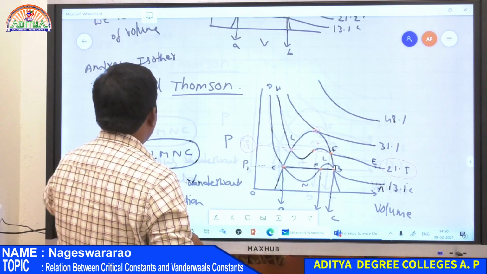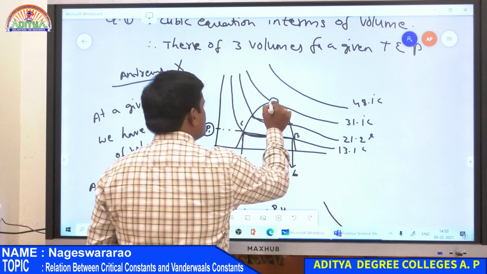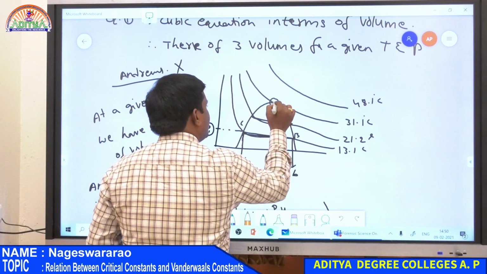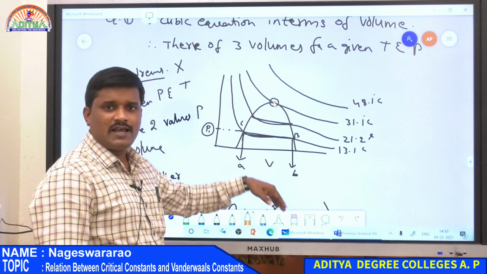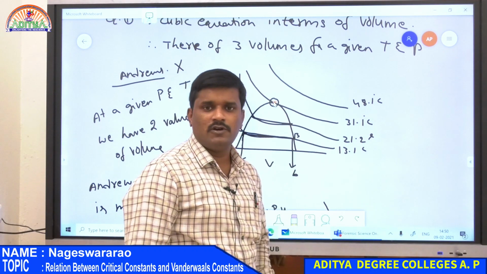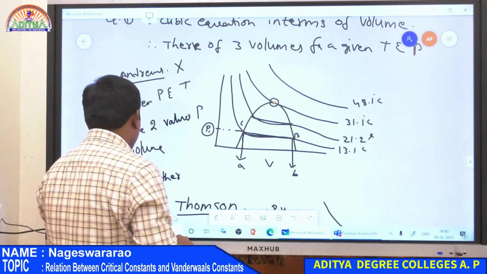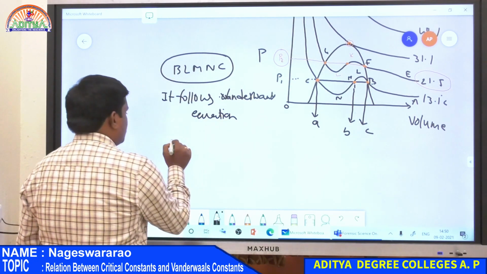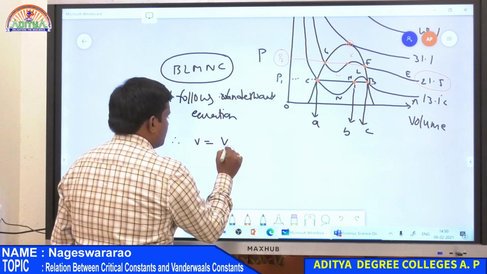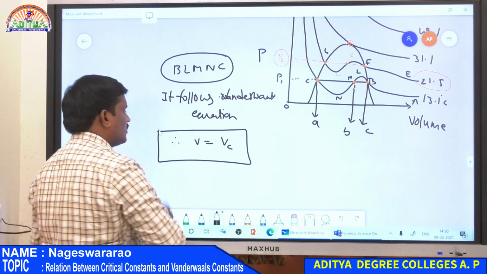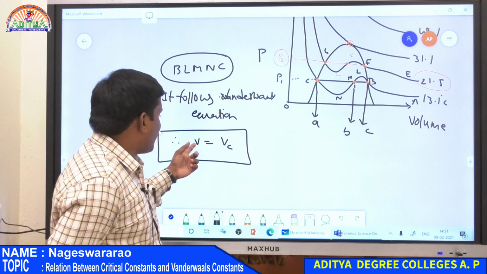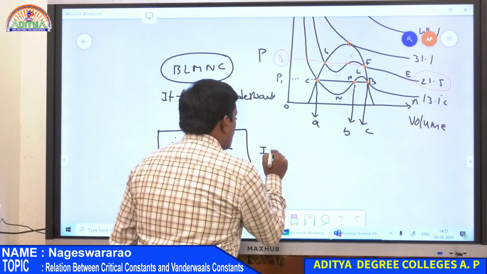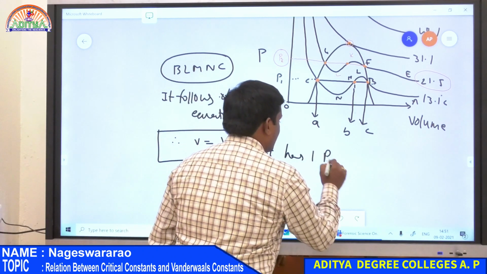And again in the case of Andrews, there is only one point. So this is the point at 31.1. So in both the isotherms at 31.1 we have only one volume, that is nothing but critical volume. Therefore, V is equal to Vc. That means CO2 gas has a volume that is always equal to Vc. So it means it is only one value. It has one real value.